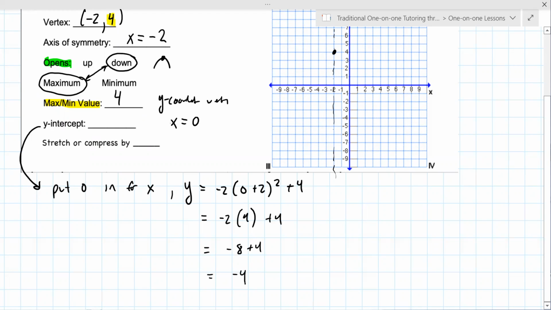Okay, so the y-intercept, it's an ordered pair. It's 0 comma -4. You start out by saying x is 0. 0 comes first, x is 0. Then you find the value of y, -4.